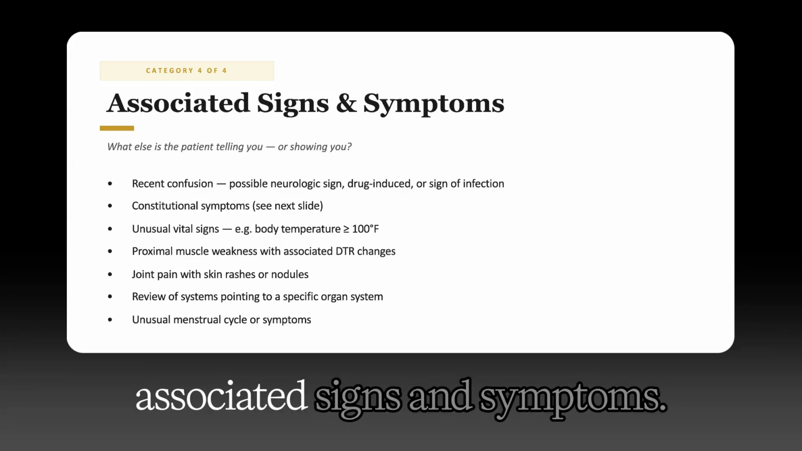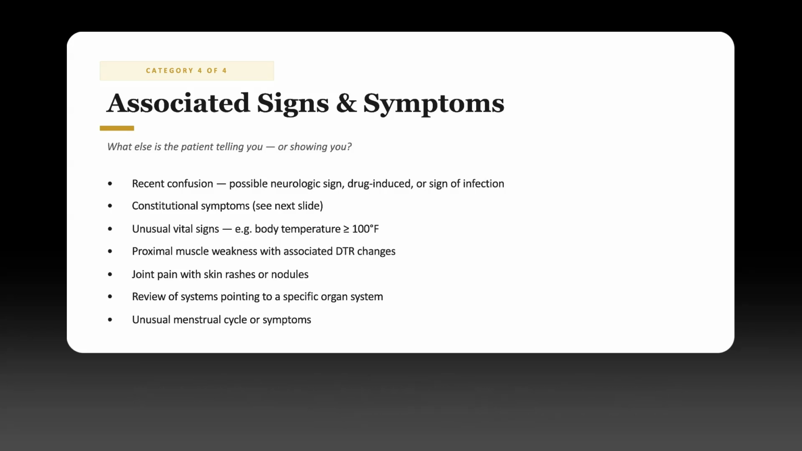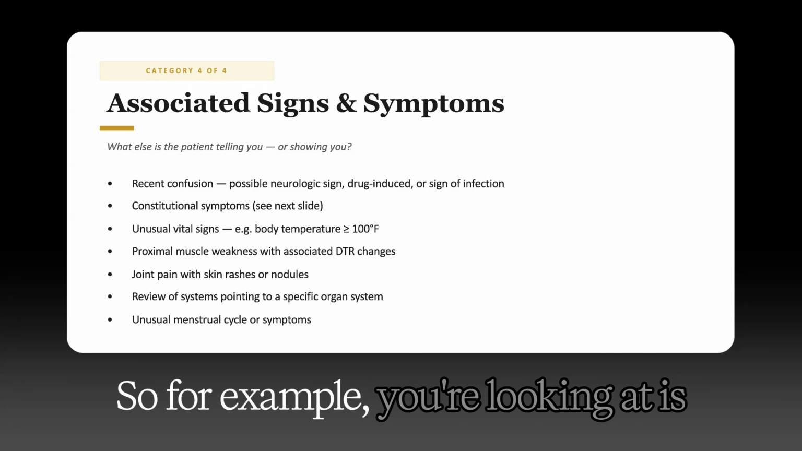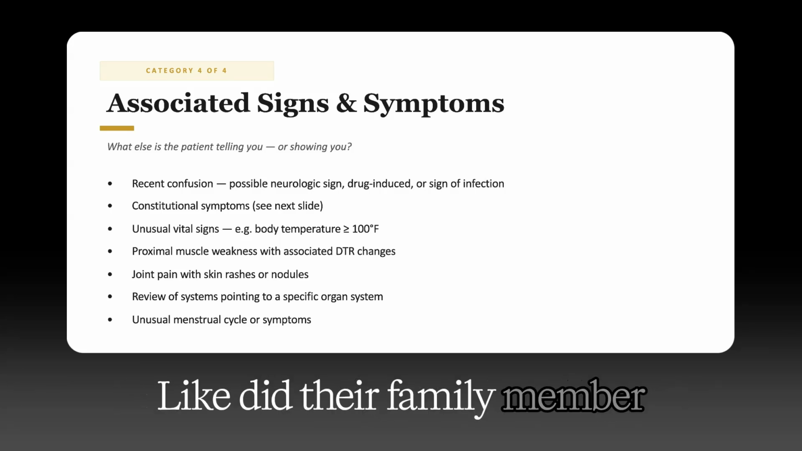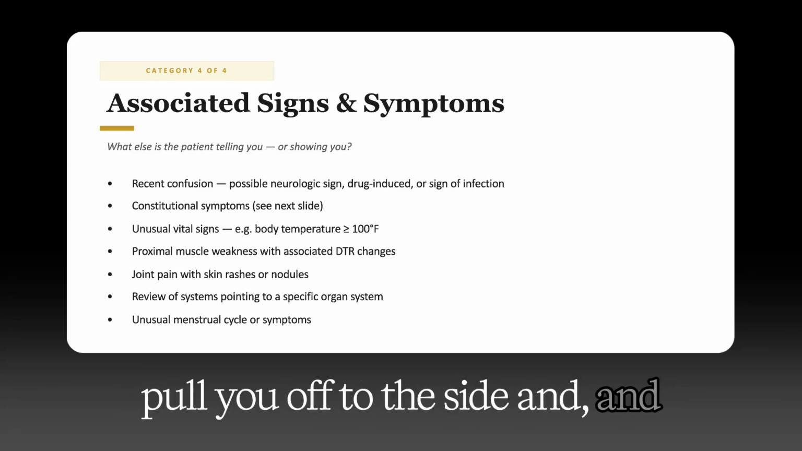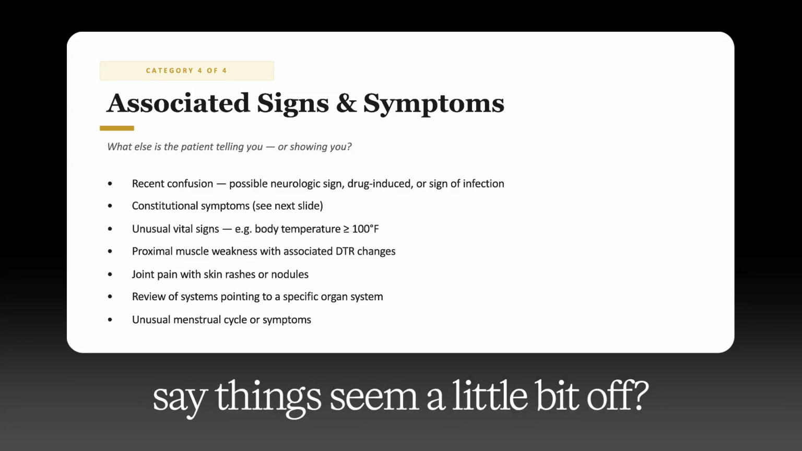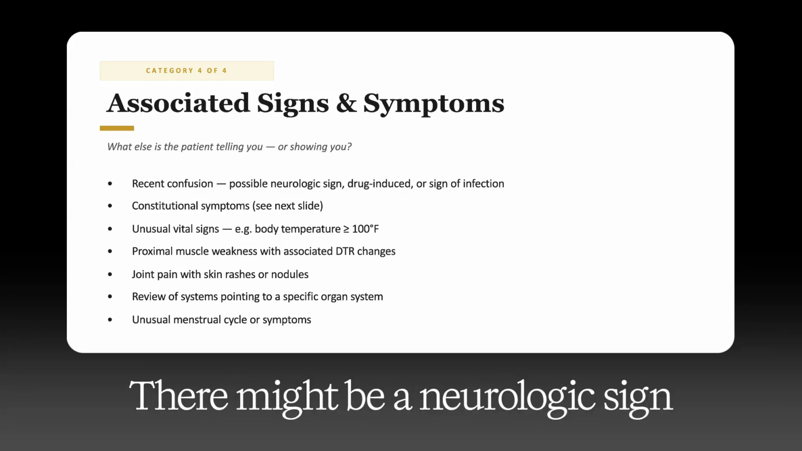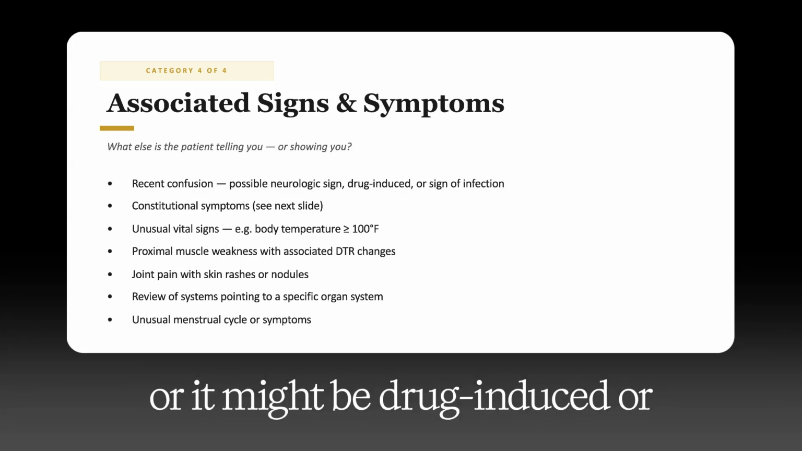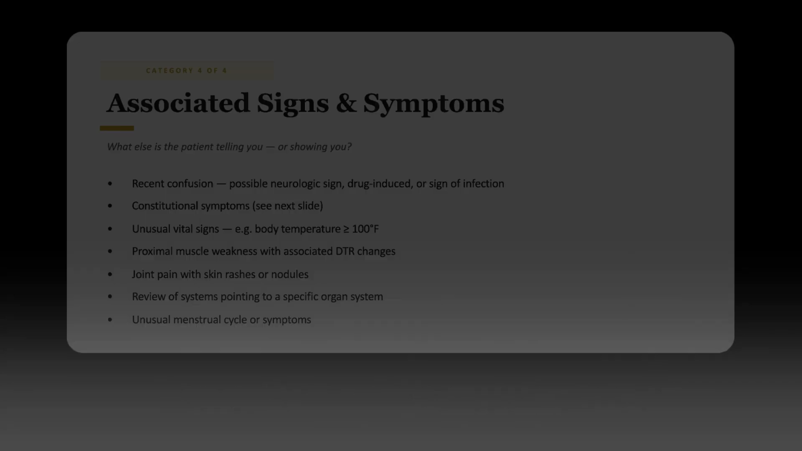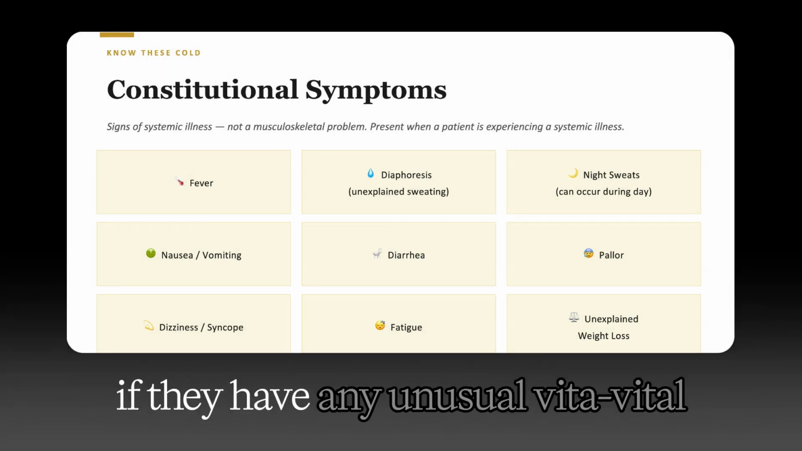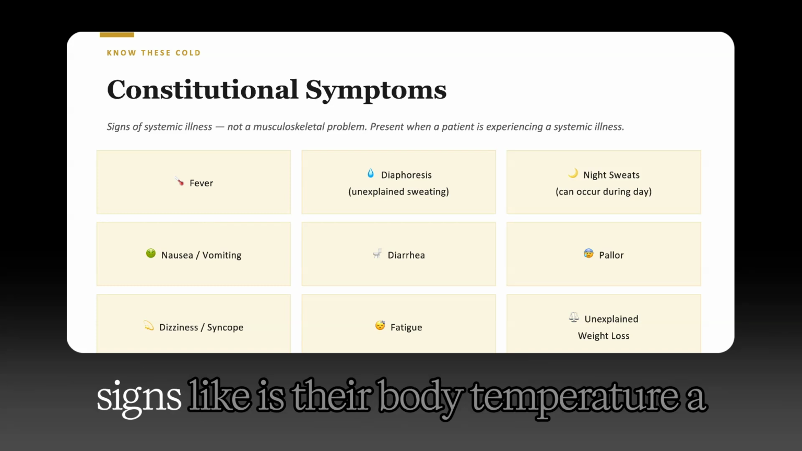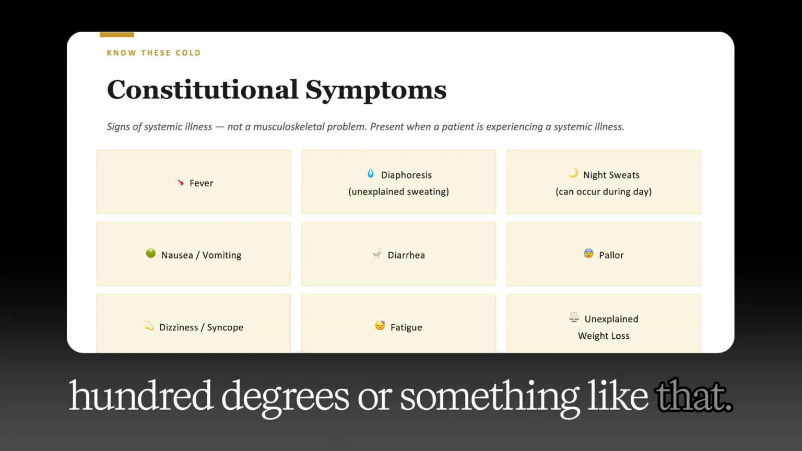Now we're moving on to associated signs and symptoms. So, for example, you're looking at, is there a recent report of confusion? Like, did their family member pull you off to the side and say, things seem a little bit off? There might be a neurologic sign, or it might be drug-induced, or it could be a sign of infection. You also want to take into account their constitutional symptoms, or if they have any unusual vital signs, like is their body temperature 100 degrees or something like that?